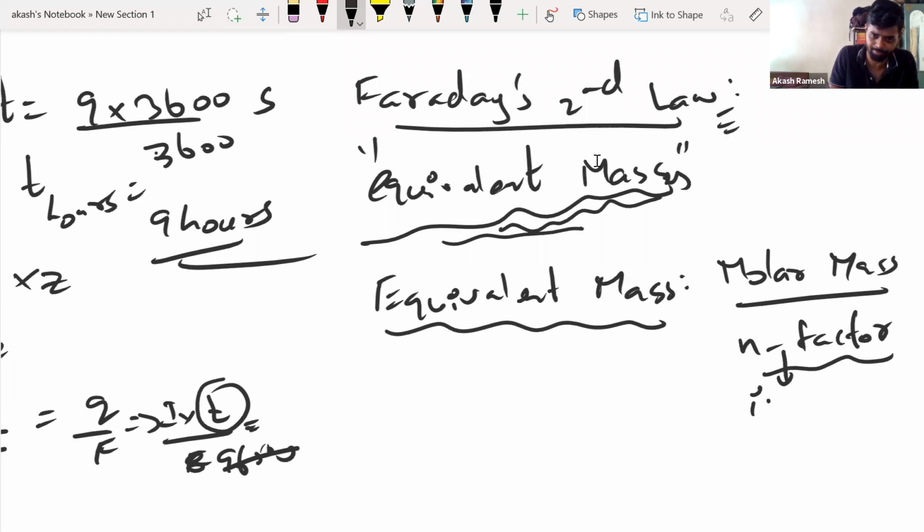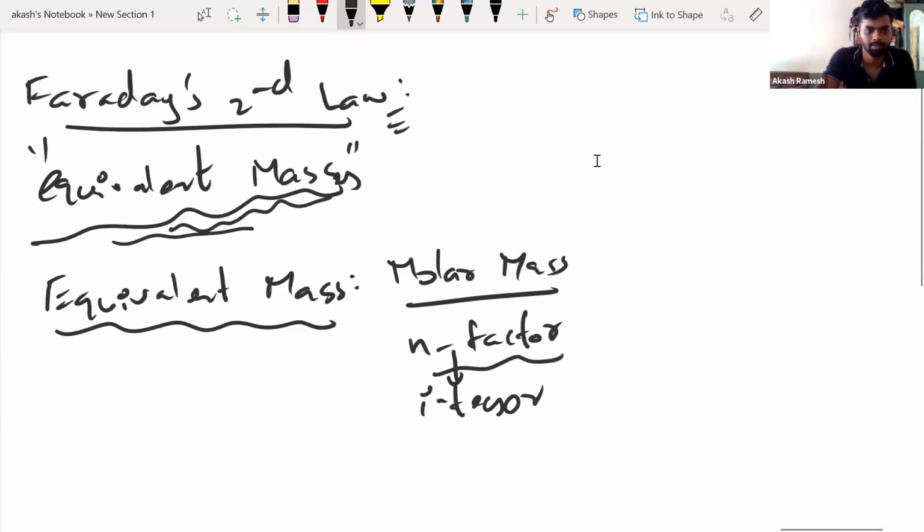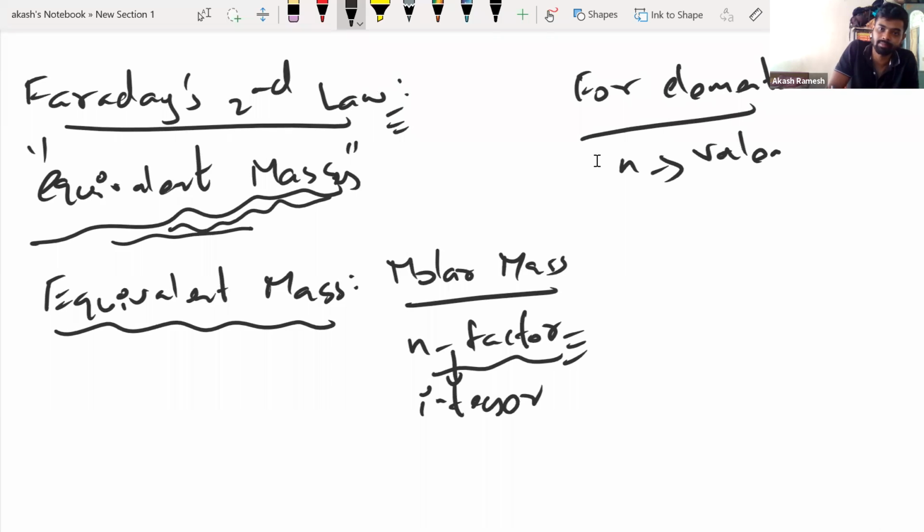This N factor is an integer value, like 1, 2, 3, 4. It can't be 0.5 or 0.25, nothing like that. It should be a proper integer. Now, what are these N factors? N factor will be different for different species. For elements, the N factor is the valency.